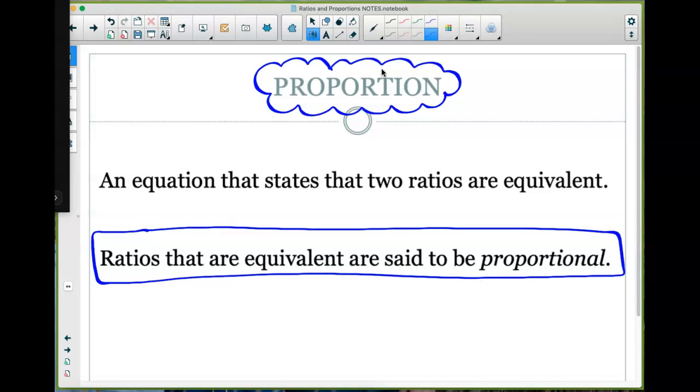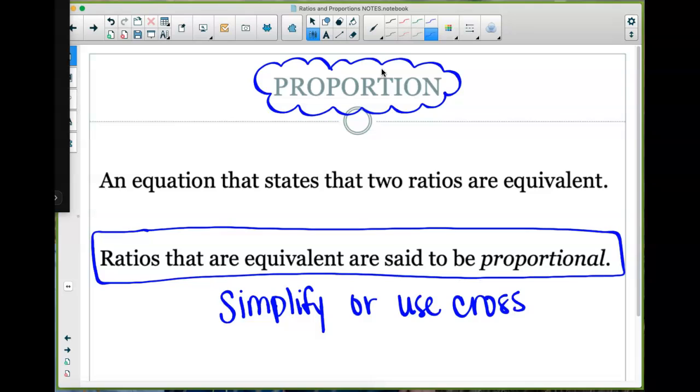And the two ways that we're going to do this is we can either simplify the ratios or use what I call cross products. Ultimately, I don't care which one you use. I'll show you both. They both work. I'm going to tell you that one I think is a little quicker and easier than the other. Okay? But I'll show you how to do both of them.